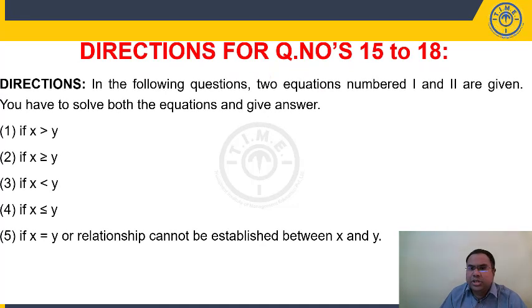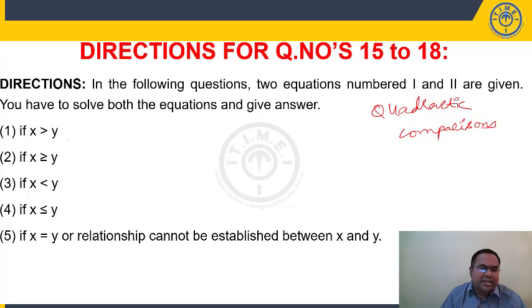In the following questions, two equations numbered 1 and 2 are given. You have to solve both the equations and give answer. So these are quadratic comparison questions. There are 4 questions 15 to 18 on quadratic comparisons. We will mark first our answer as option 1 if x is greater than y. Option 2 if x greater than or equal to y. Option 3 if x is less than y. Option 4 x less than or equal to y.